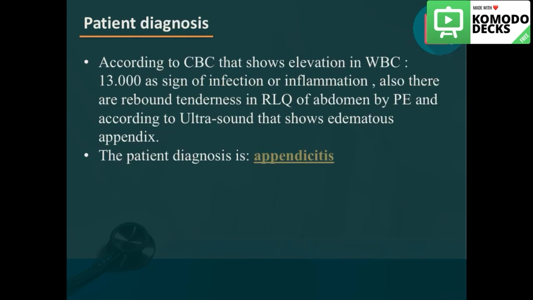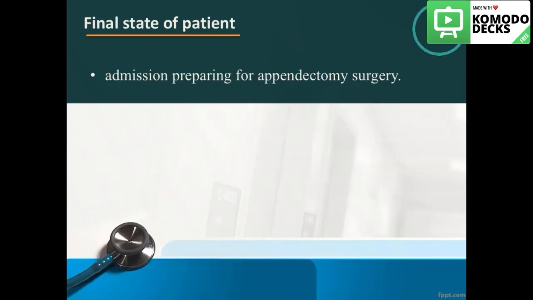Patient diagnosis: according to the CBC that shows elevation in white blood cells, 13,000, a sign of infection or inflammation. Also, there is rebound tenderness in the right lower quadrant of the abdomen by physical examination, and according to the ultrasound that shows an edematous appendix, the patient diagnosis is appendicitis. Final state of patient: admission, preparing for appendectomy surgery.